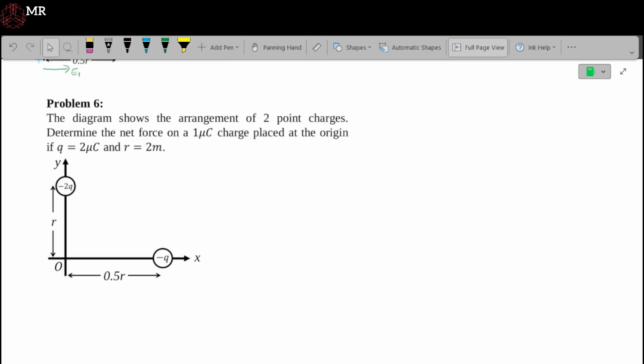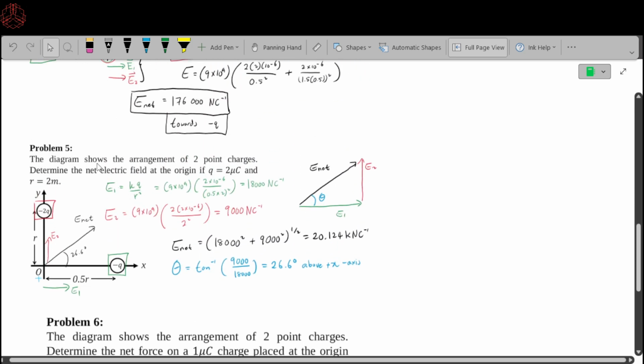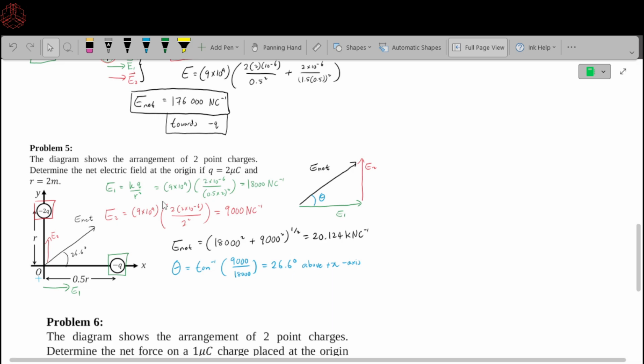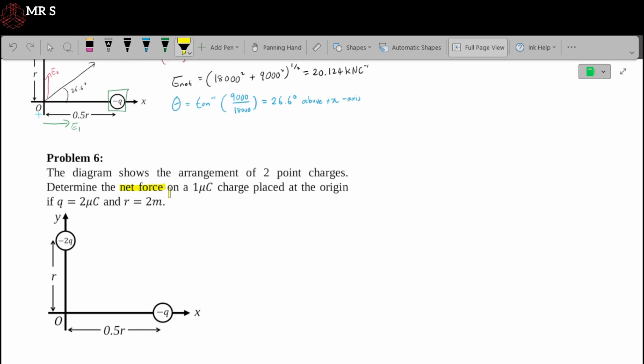Okay, so now we have problem 6, which is going to be the last problem in this video. All right, and this particular problem is quite interesting because it looks exactly like problem 5. The difference is in problem 5 we are asked to look for the net electric field, whereas here we are asked to find the net force. Because we're still using the same source charges, I will still use the same results from previously, which is 20.124 kilonewton per coulomb and the 26.6 degrees. That's just what I'm going to use.